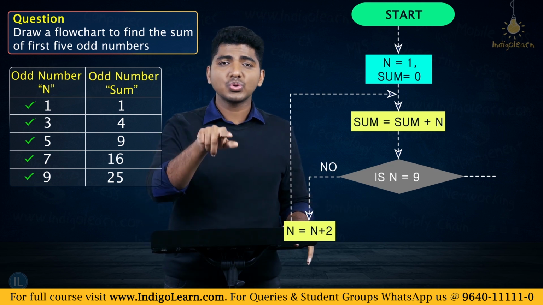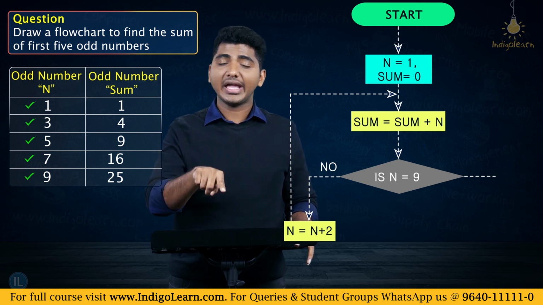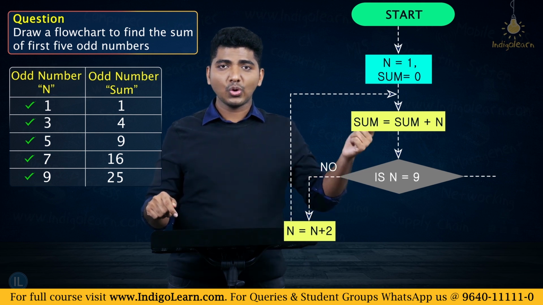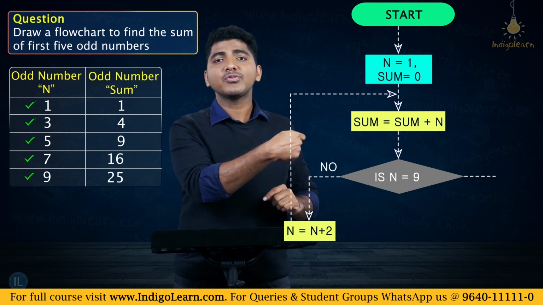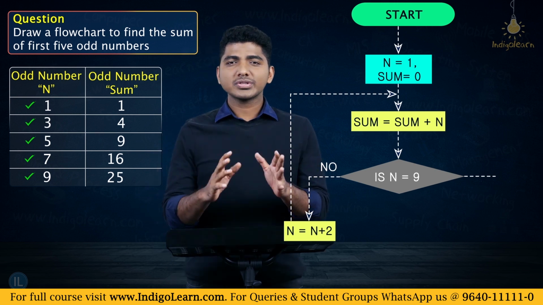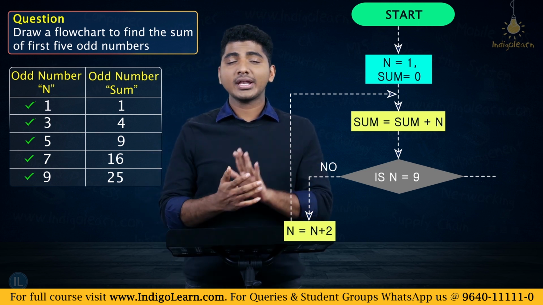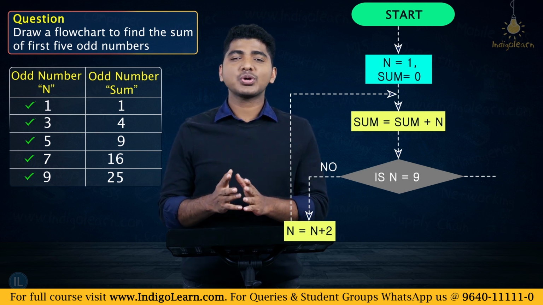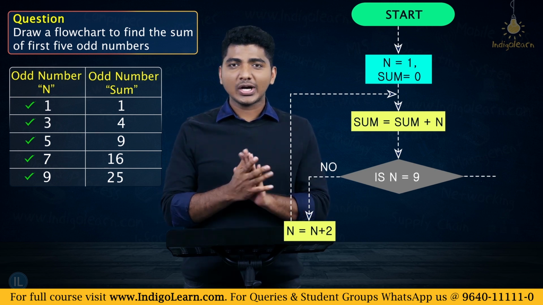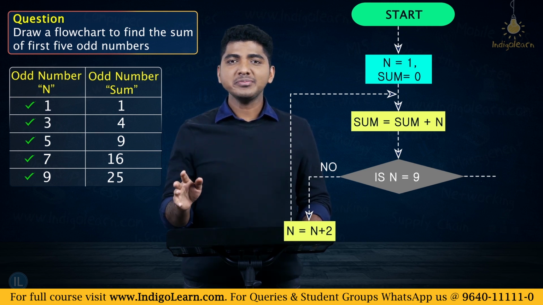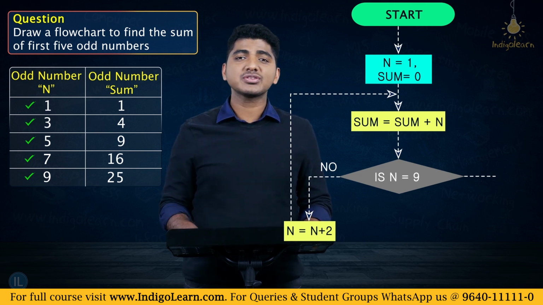So when you do n plus 2, what will happen? The value of n will change. Now the value of n is equal to 3. You go back and form a loop. And now you do the sum again. What was the old sum? Old sum was 1. And what is n now? N is 3. So what is the new sum? New sum is equal to old sum plus the next odd number, that is sum is equal to sum plus n. So sum becomes 1 plus 3. So you get the sum as 4.